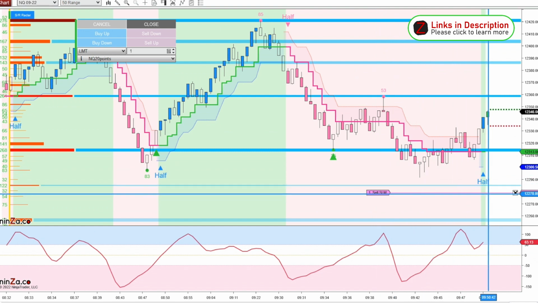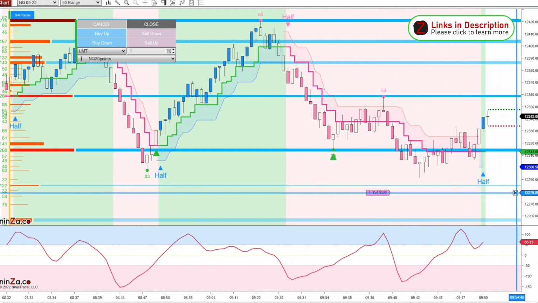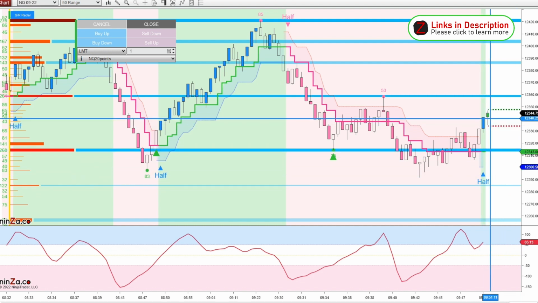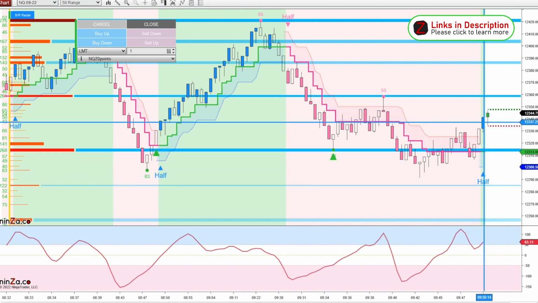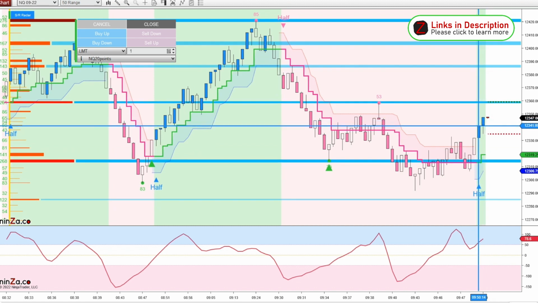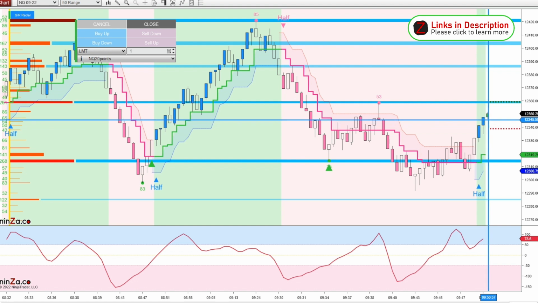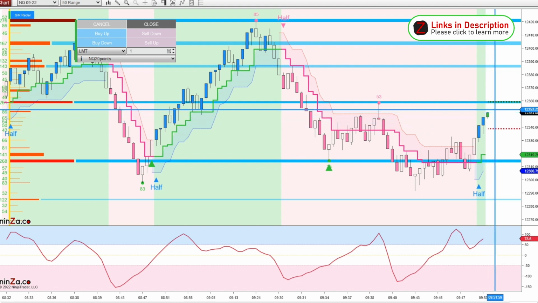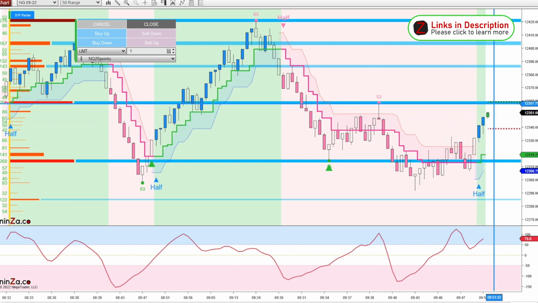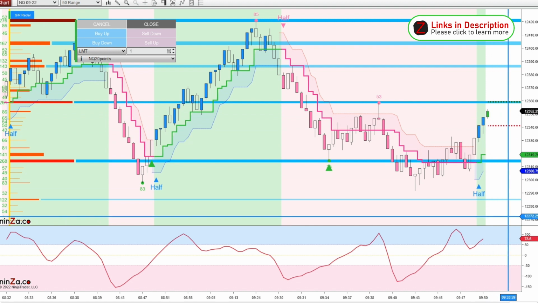So the market did not head further south. I'm going to take off this order. We're now in an uptrend. You know, we got a half trend signal right at 340. We're already up 10 points. We could have got in there and targeted this next line here, almost 20 points up there.